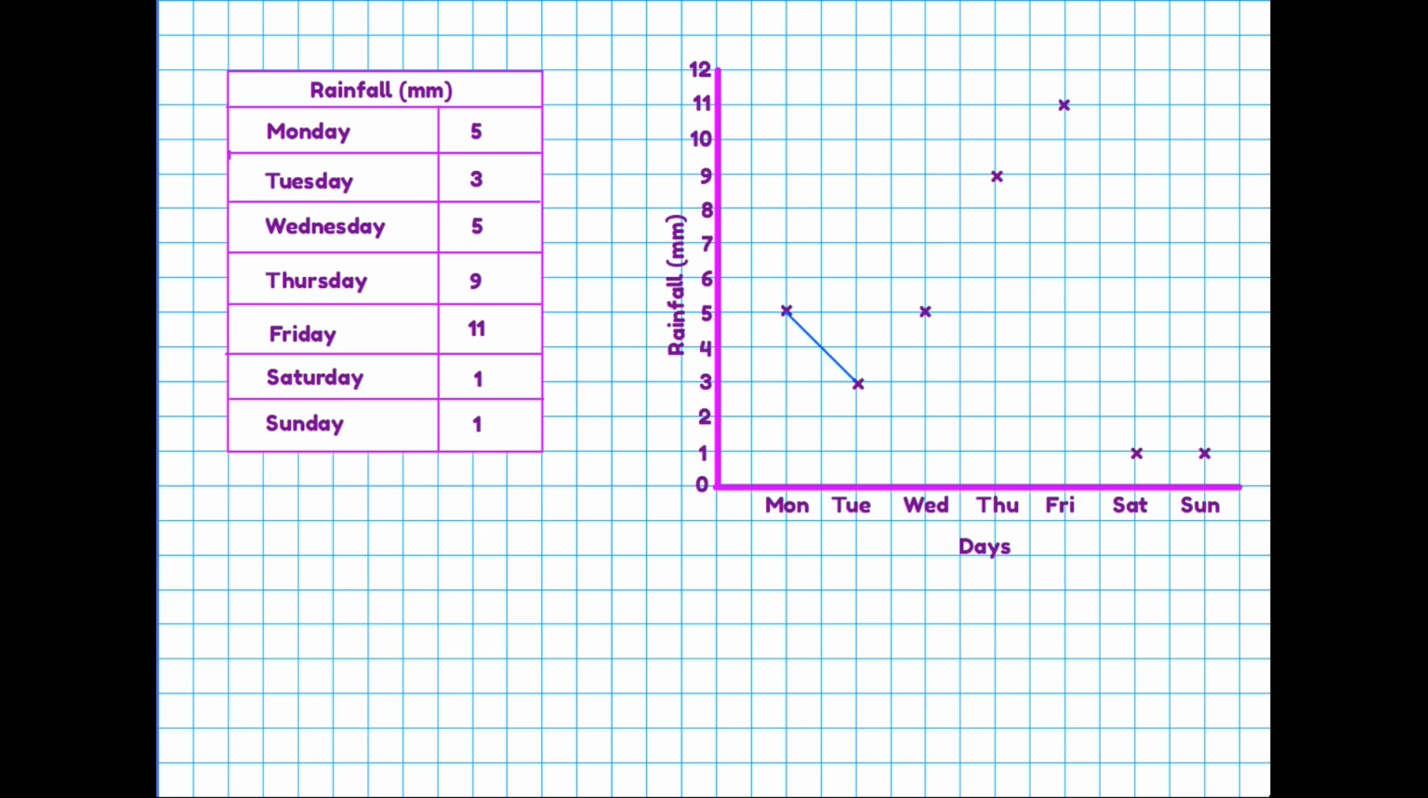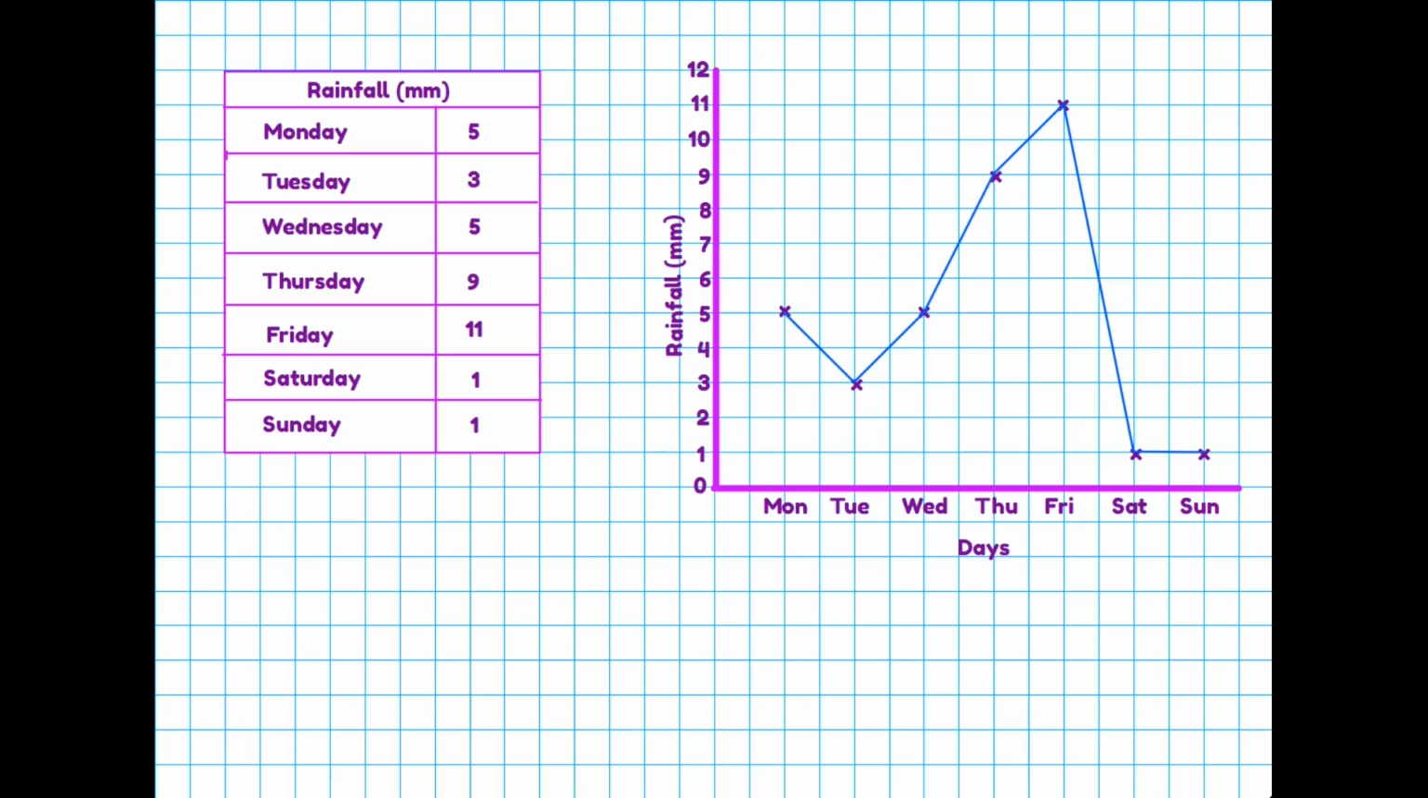If, however, you want to see the actual pattern more clearly and see how the rainfall changed through the week, then adding lines to connect each of the crosses gives us the pattern more clearly. We can see that after Tuesday, the amount of rainfall increased through the week until Friday, and then dropped significantly to a much drier Saturday and Sunday.